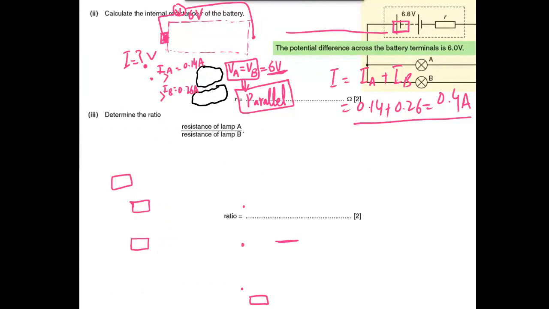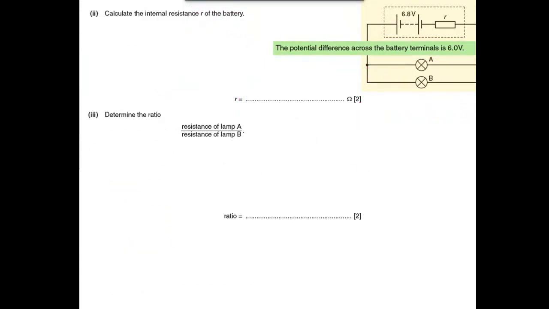Okay. Next one please. So this is our next question now. I have to write down here for you. In the previous question, we found that the current in the circuit I is equal to 0.4 amps. So this is what we have found.